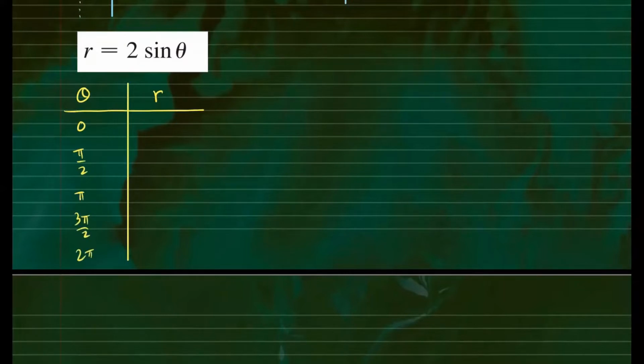So when theta is 0, we're plugging it in here to figure out the r values. So it will be 2 times sine of 0. We know sine of 0 is 0. So this would be just 0. And then when theta equals pi over 2, we're looking at 2 sine of pi over 2. Sine of pi over 2 is 1. So this is 2 times 1. So r is 2. And for pi, again, we're plugging it back into the original, sine of pi. We know that's going to be 0. So this is 2 times 0, which is 0. So this is back to 0.